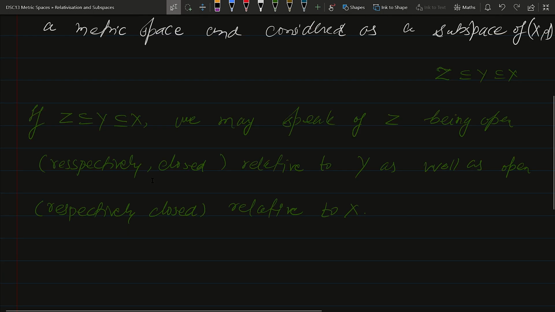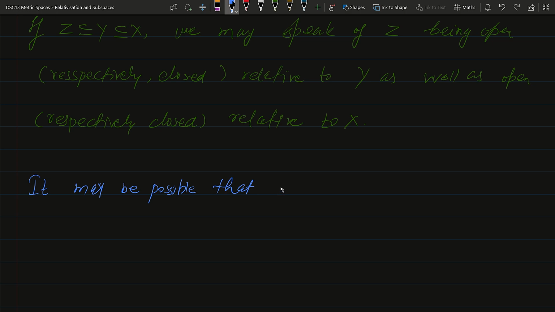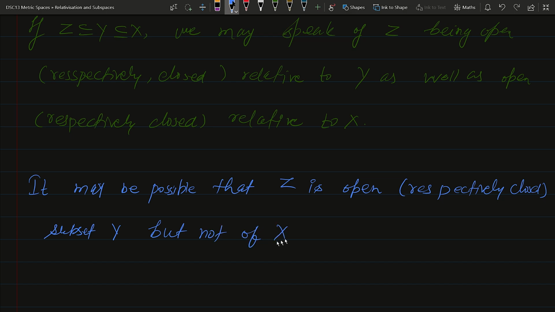Okay, so our question is that it may be possible, let me write this question first, that it may be possible that Z is open, and you can say respectively closed subset of Y, but not of X. So we required some condition so that it may happen.